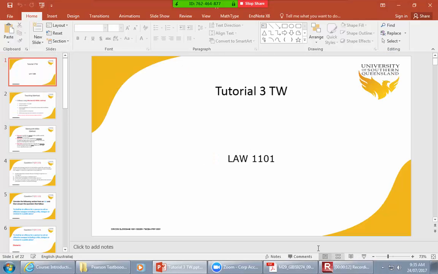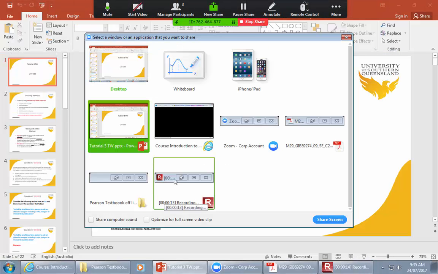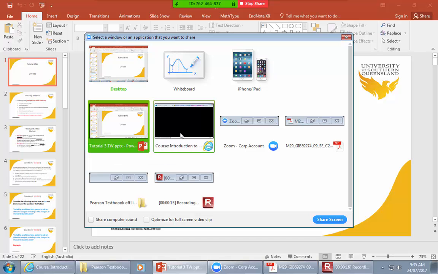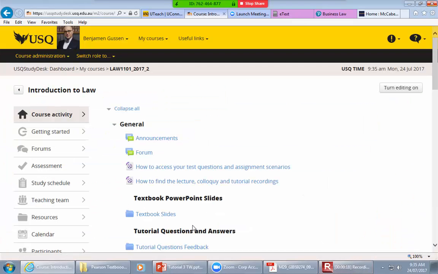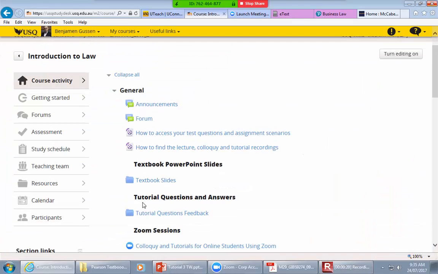Now, just to make sure that everyone's on the same page, if you go to your study desk, you'll find that I've given you the textbook slides and the tutorial questions feedback, which means that the tutorial questions you find in your textbook are already given to you with their answers. Okay? So again, you can move up as fast as you want. You can move ahead of us. Everything is provided to you.